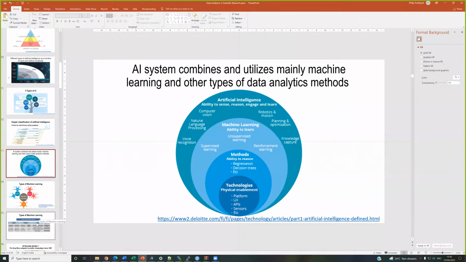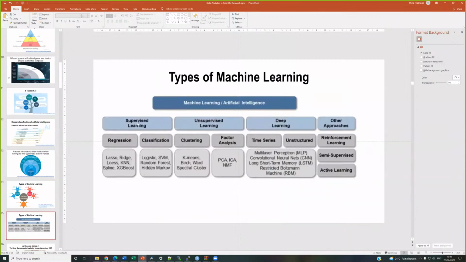Again, there are many examples. For supervised learning, there are typically two types: regression and classification. And these are some of the methods that are used: lasso, ridge, KNN, spline, XGB.